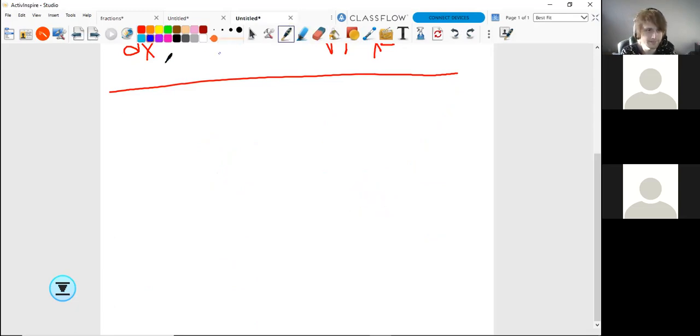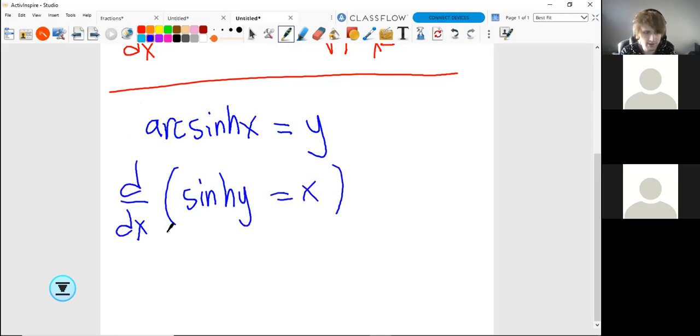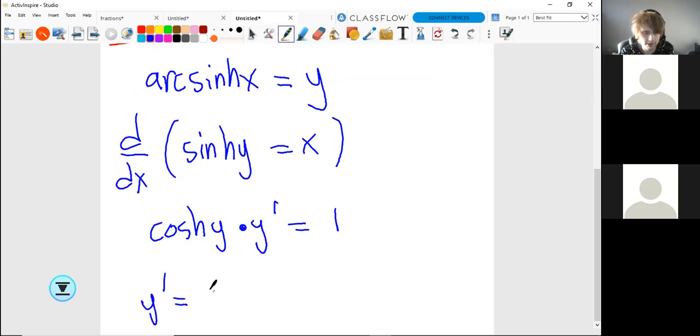So we have d/dx. Before we take the derivative, let's say that arcsinh of x is equal to y. That means that sinh of y is equal to x. Now we take the derivative with respect to x. So we get cosh y times y prime is equal to 1, and so y prime is equal to hyperbolic secant of y.